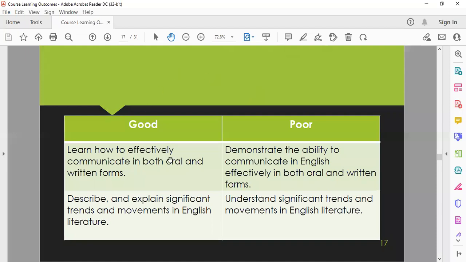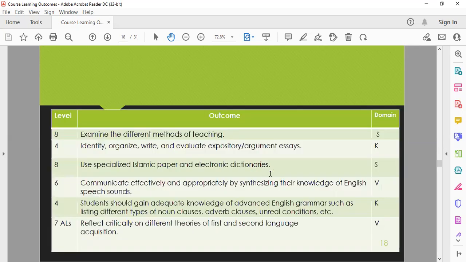Thank you, Adil. For the first pair of outcomes, it might be clear that the second one, demonstrate the ability to communicate in English effectively, is the better one. I think this might work at the program level rather than at the course level, but it's better than just learn how to effectively communicating. Learn how to effectively is again not a proper choice of verb, and it doesn't help in measuring this outcome.